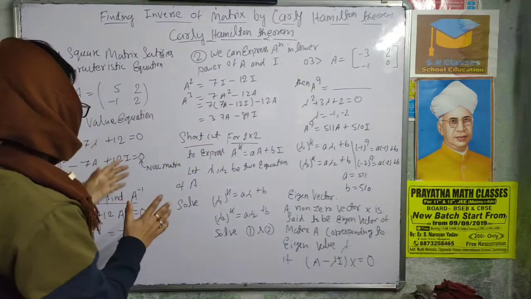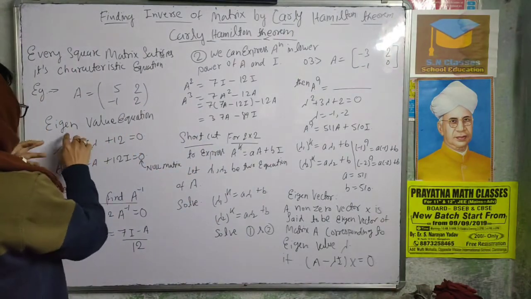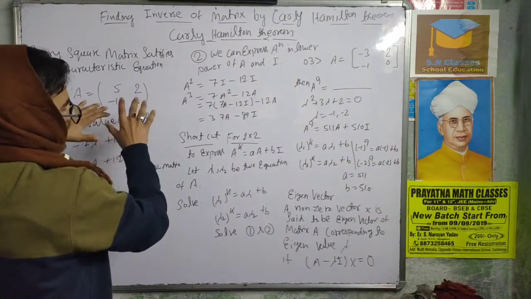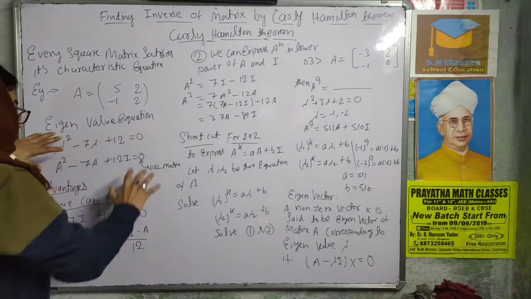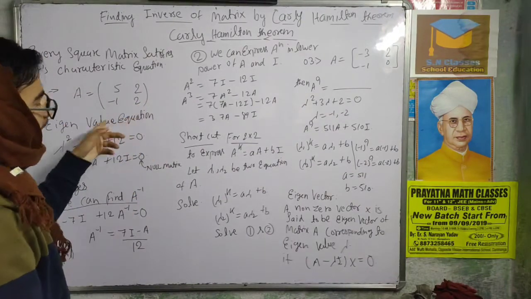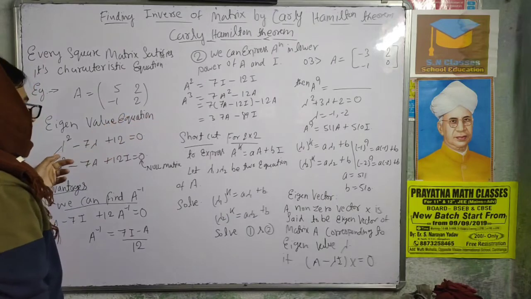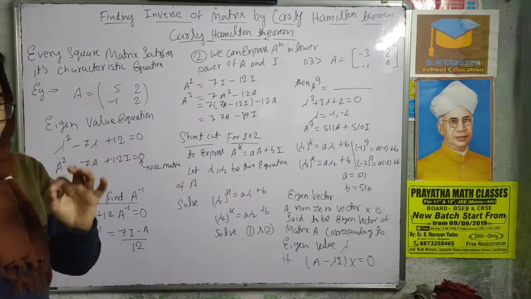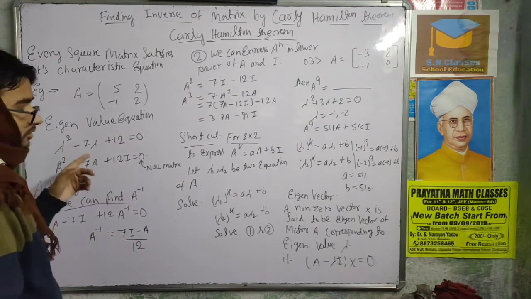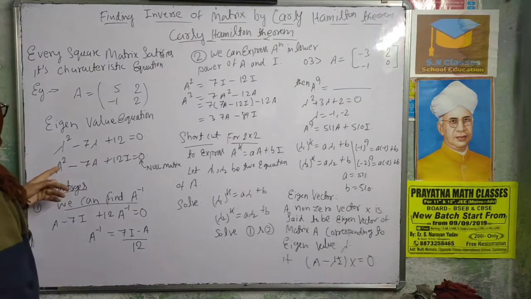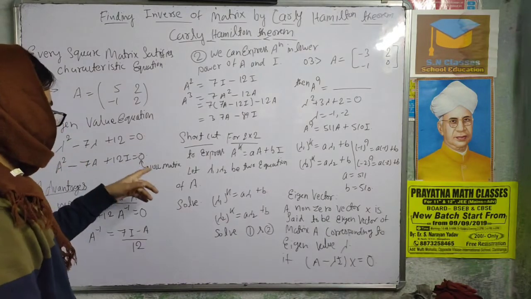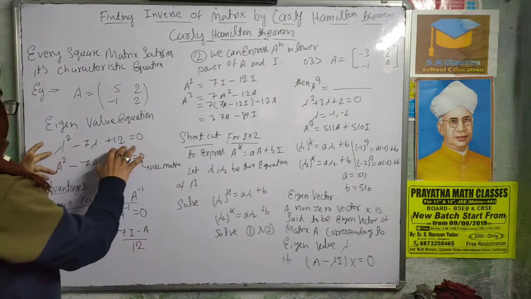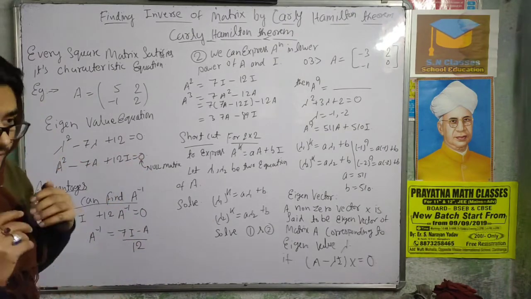Every square matrix satisfies its characteristic equation. What is the characteristic equation? If you find the eigenvalue for this square matrix, having a size of 2 by 2, you will get lambda square minus 7 lambda plus 12. In the place of lambda, you put the value of A. So A square minus 7A plus 12I is 0. Not a 0, that is a null matrix.